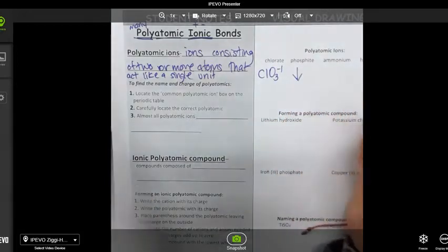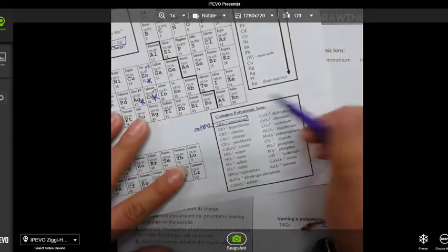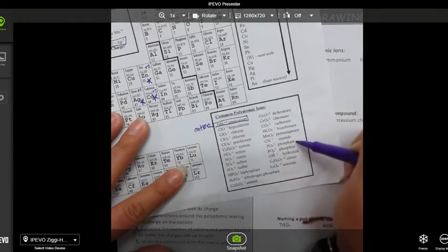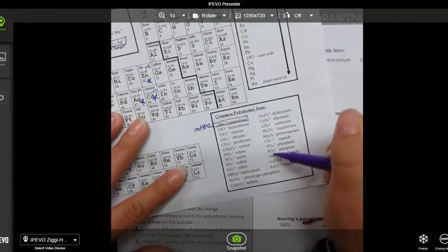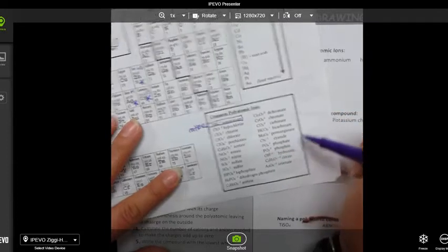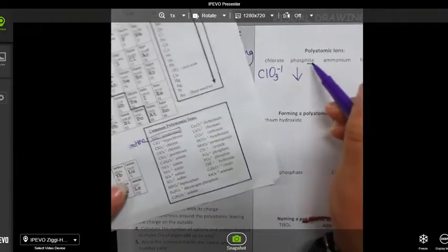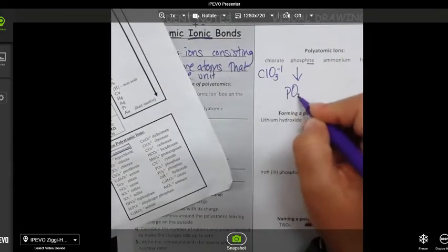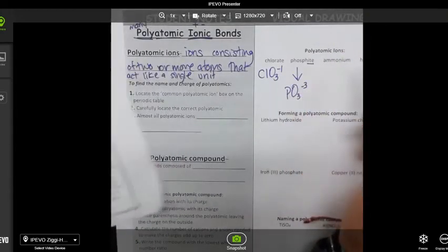Phosphite. We look at our periodic table, and here we go. We have PO4 -3, which is phosphate, and PO3 -3, which is phosphite. So you have to pay attention to the ending. The ending here is ite. So we have PO3 -3.